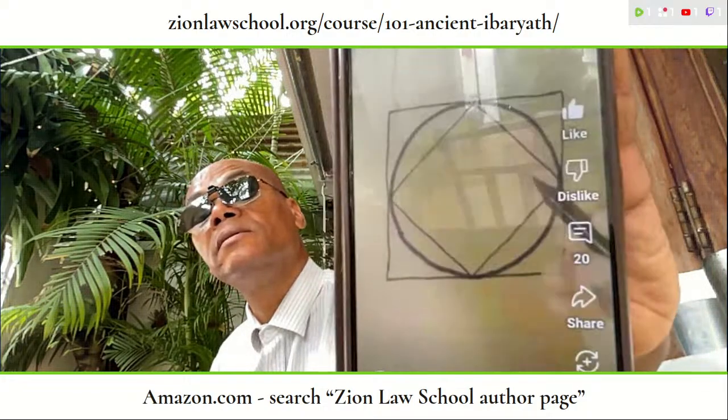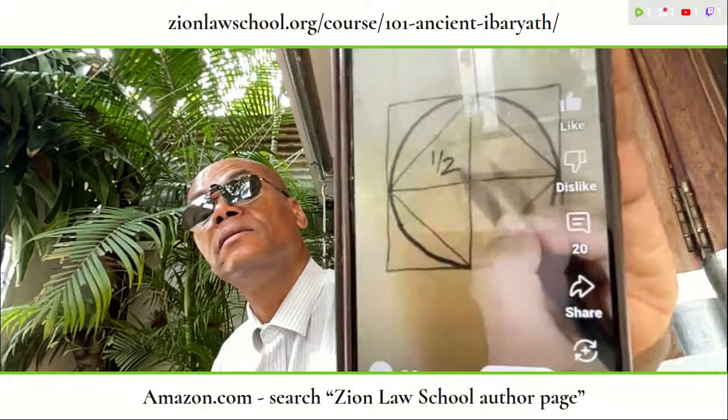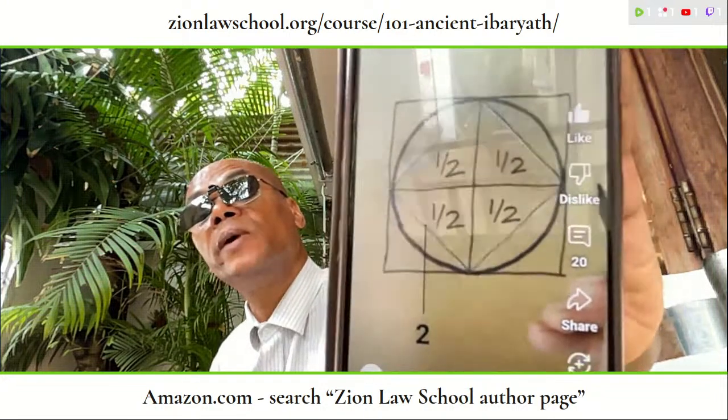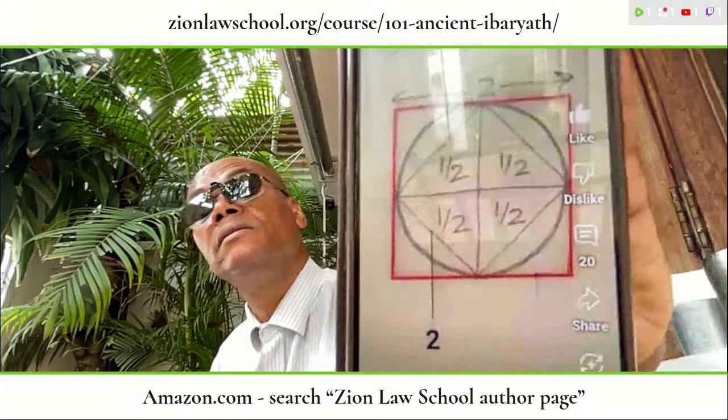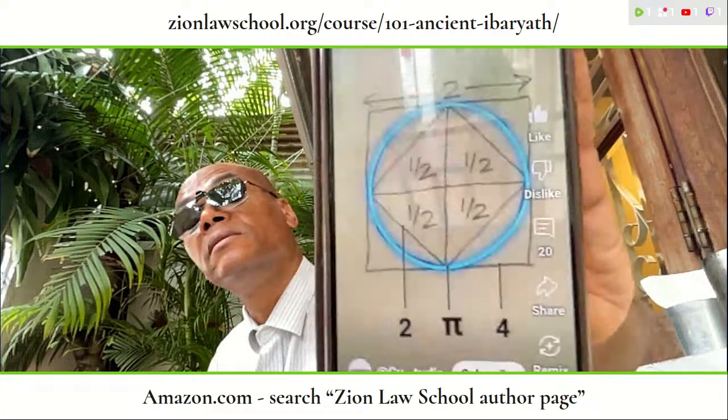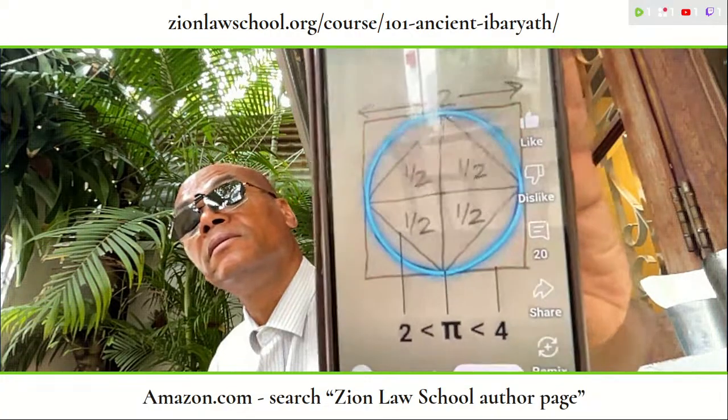The inner one is made up of 4 right triangles, each with an area of half. So its total area is 2 square units. Likewise, the outer square has an area of 4 square units. So the circle's area, which is pi, must lie between these two areas, that is 2 and 4.